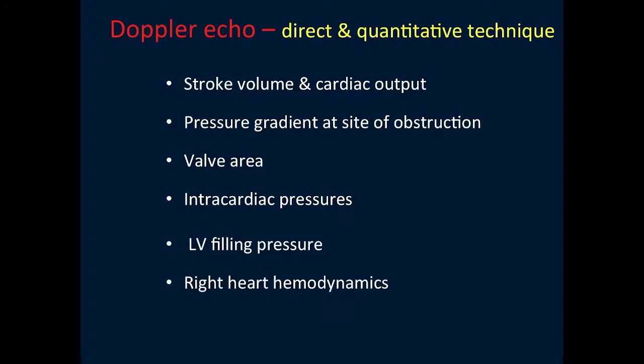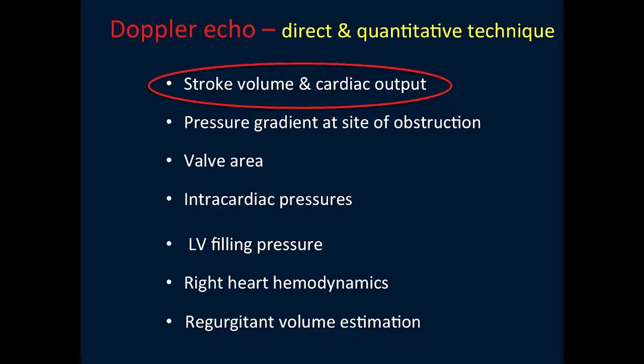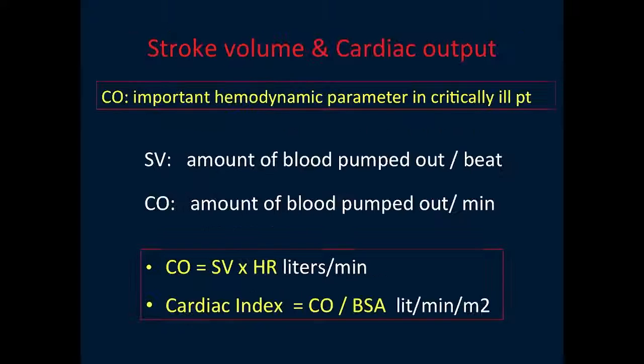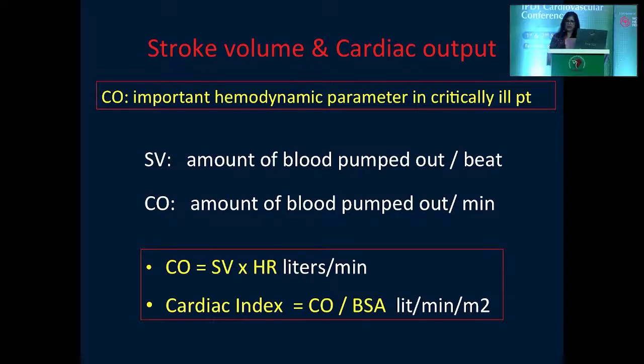Refilling pressure, right heart hemodynamics, and also the regurgitant volume estimation. So let us go one by one. Let us start with stroke volume and cardiac output, which is a very important hemodynamic parameter in critically ill patients, because it is the major determinant of taking the blood from the heart to the different organs, to the periphery.